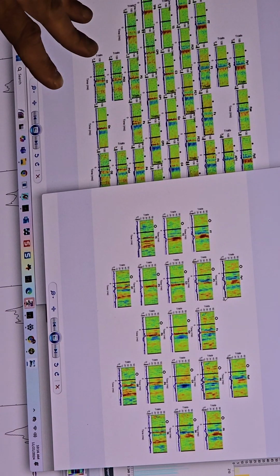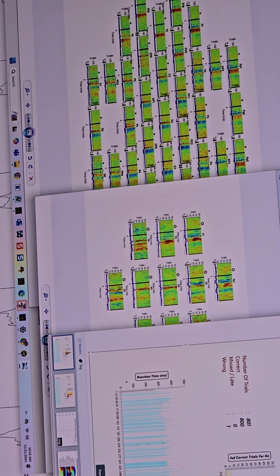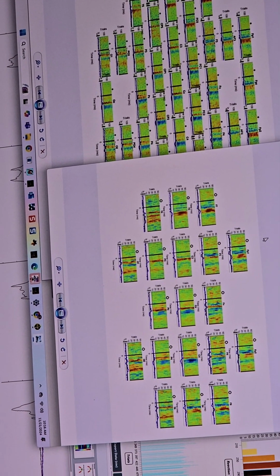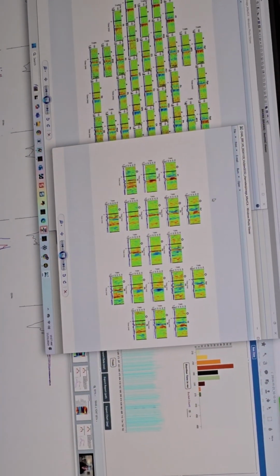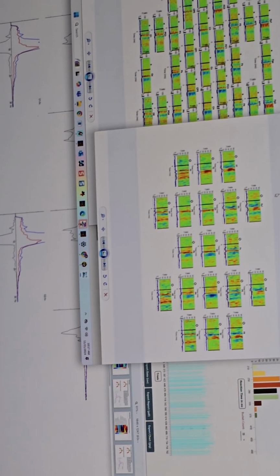So this is the data I have for the ERPs. Unfortunately, what I lost was the data for the second one. Do you know why it was lost? I'm not sure. I went and looked at the file.